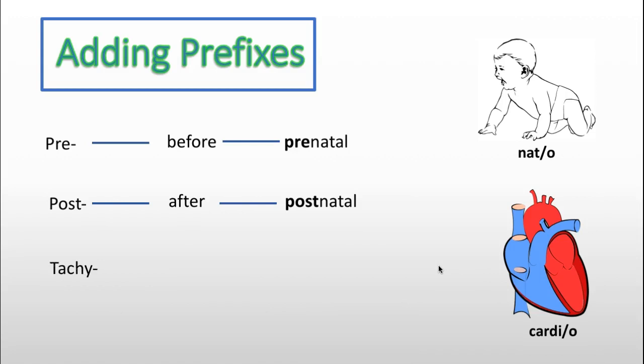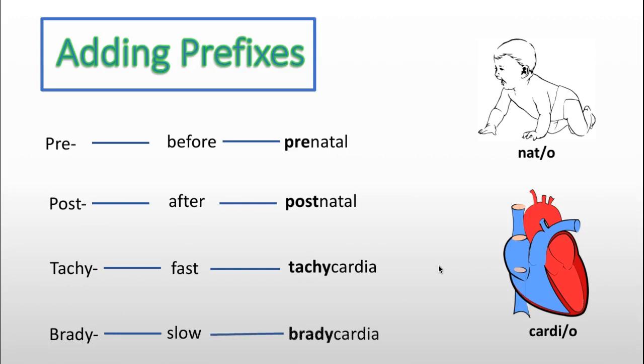Another prefix is tachy. Tachy means fast. So we can add this prefix to the root cardi, and we get tachycardia, which means fast heart action. The opposite meaning is brady. Brady means slow. So we can also add this to the root cardi, and we get bradycardia, which means slow heart action.